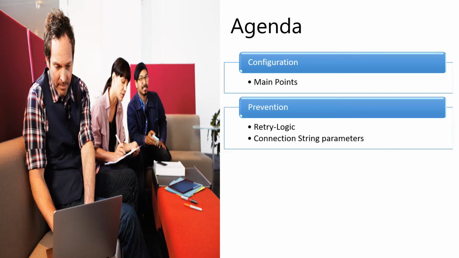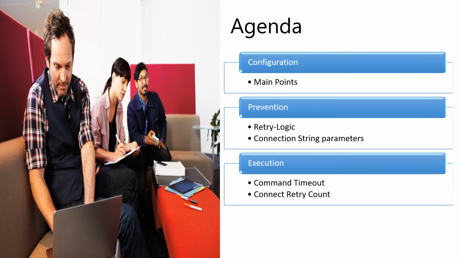The second point will be prevention. Prevention means how our application needs to be configured or how to be developed in order to establish the connection using retrial logic or some parameter in the connection string that is very important when you establish the connection against Azure SQL Azure.